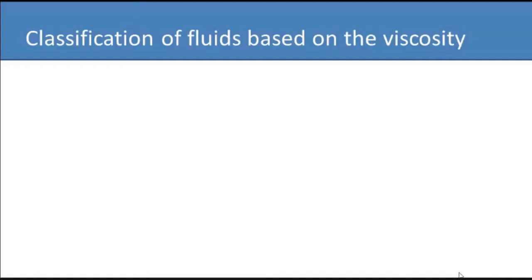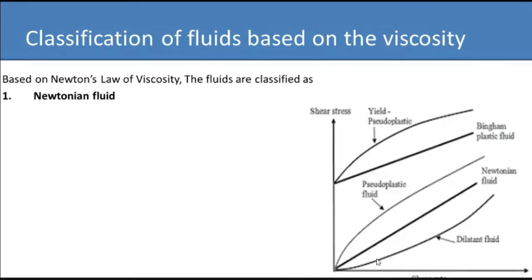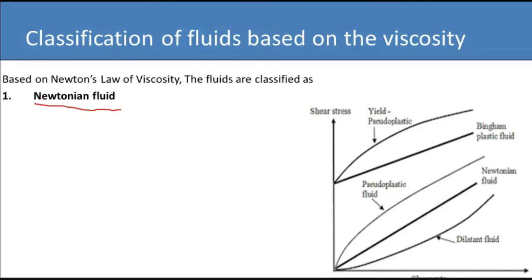Okay, so today we are going to start with our next topic, that is classification of the fluid based on viscosity of the given fluid. So based on this property, viscosity, or this law, Newton's law of viscosity, the fluids are further classified as Newtonian fluid and non-Newtonian fluid. We are going to understand this classification with the help of this graph. Newtonian fluid, as the name suggests: any fluid which follows Newton's law of viscosity is called a Newtonian fluid.